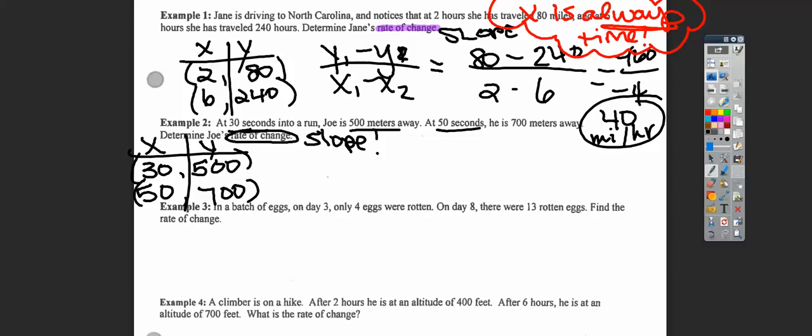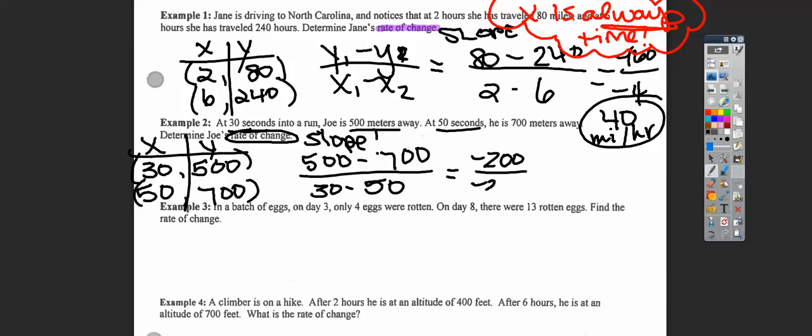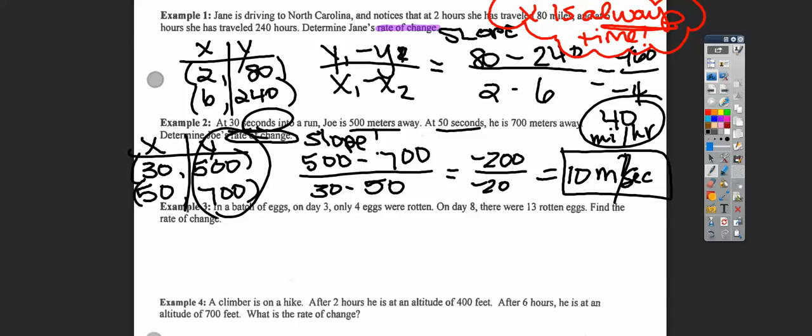So determine Joe's rate of change. To determine the slope, all I do is y1 minus y2 over x1 minus x2. So 500 minus 700 is negative 200, divided by 30 minus 50, which is negative 20. So that equals 10. I'm now going to put it into the context of the problem. It's y divided by x. So my y values represented meters divided by my x values, which were seconds. So my average rate of change is 10 meters per second.